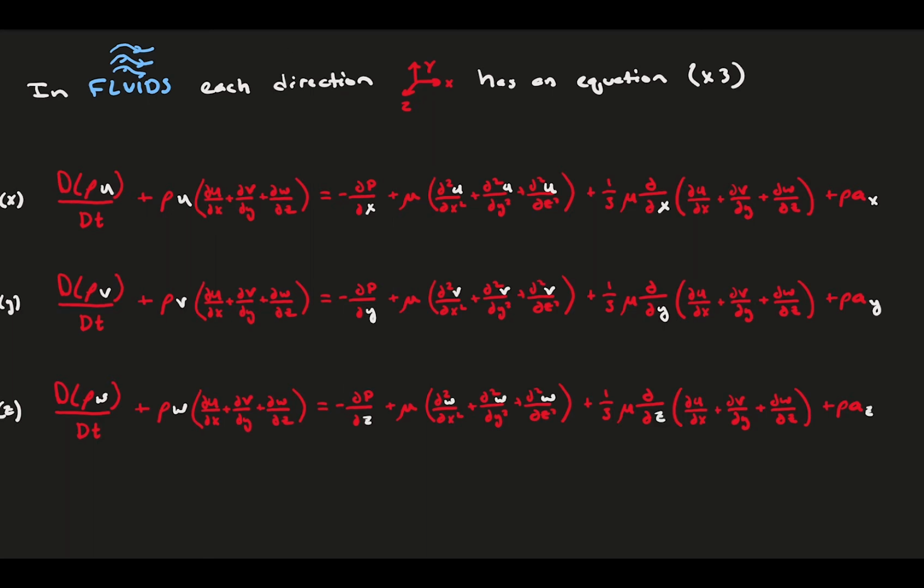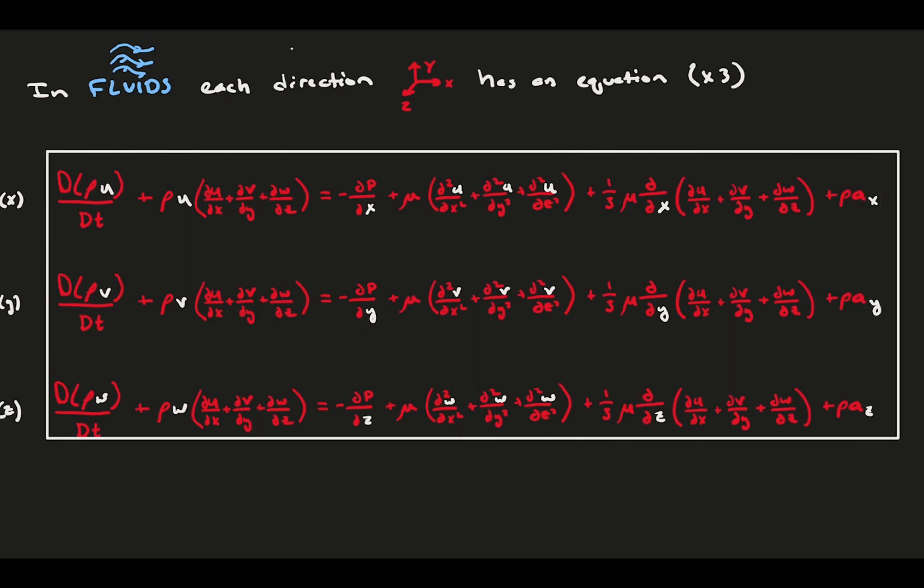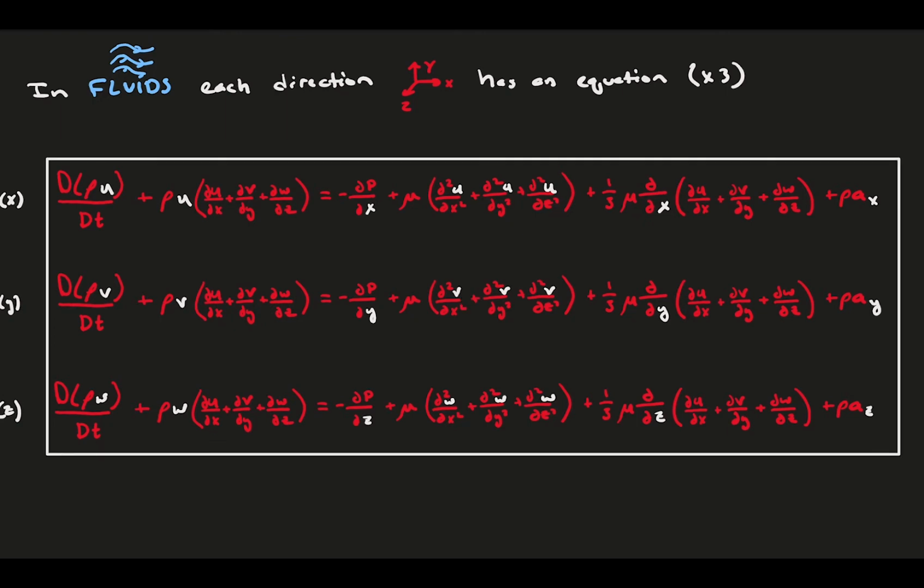For x, you see all u's, which is the x velocity, or x's. For y, you see v's and y's. And for z, you see w's and z's. By now, you're likely familiar with all the variables. Remember, mu is the viscosity of the fluid, and here I represent the general body accelerations as the letter A, with the subscript denoting the direction. This is the generalized form of the conservation of momentum equations, and is famously referred to as the Navier-Stokes equations.